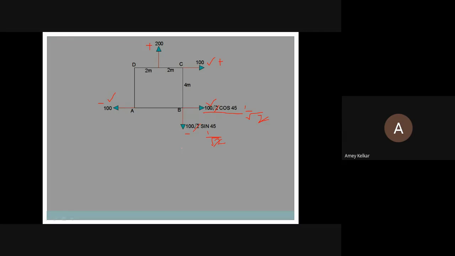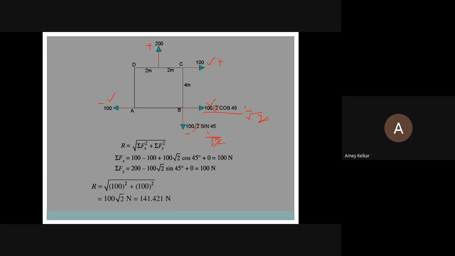So when summation Fx is 100 and summation Fy is also 100, then R will be equal to the square root of 100 square plus 100 square. Take 100 out common, into bracket remains square root of 2. Square root of 2 is 1.41. 1.41 into 100 is 141. So this is what we discussed for summation Fx and summation Fy. So R is 141.